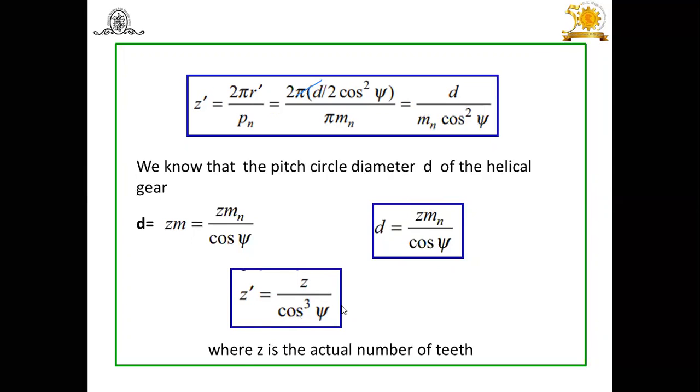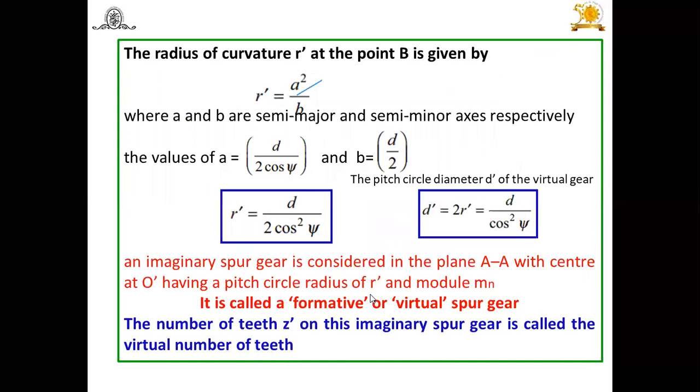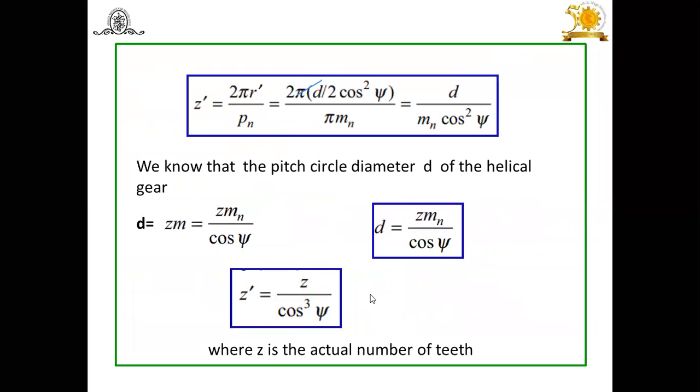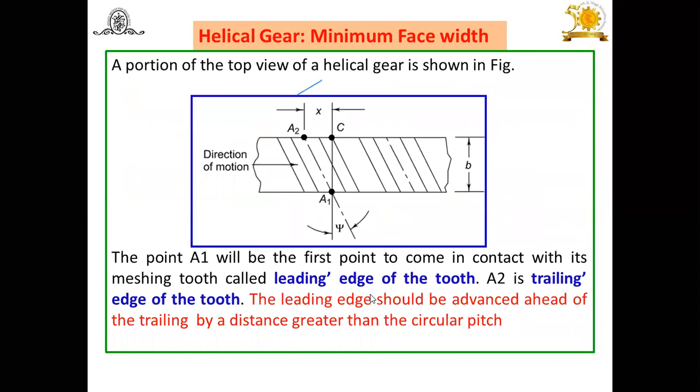This is the virtual number of teeth Z dash, and Z means the actual number of teeth on the helical gear. Try to understand, this is about the virtual number of teeth. In helical gear, to make its analysis simple, we have to find an imaginary spur gear, and that's why we have to find the number of teeth Z dash, or virtual number of teeth, on the helical gear.